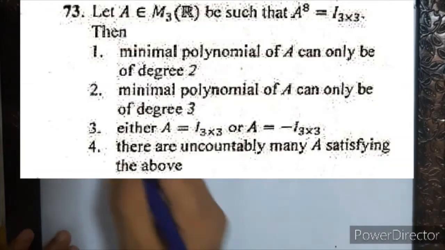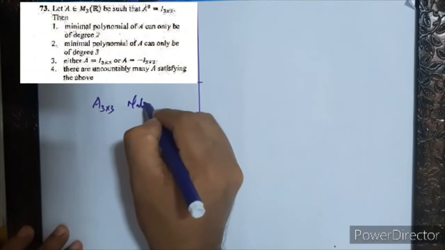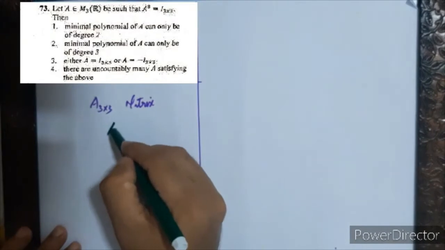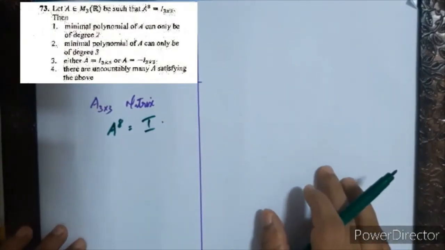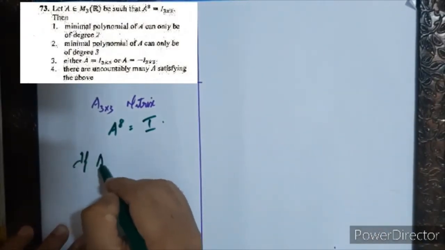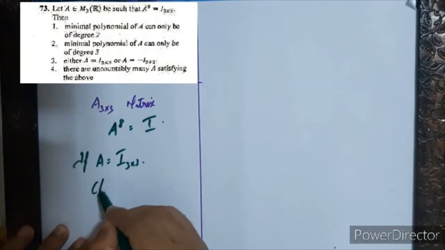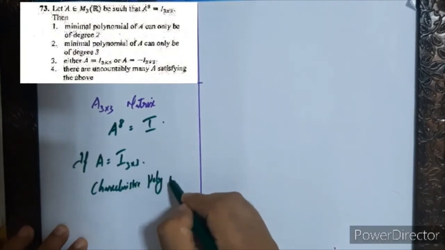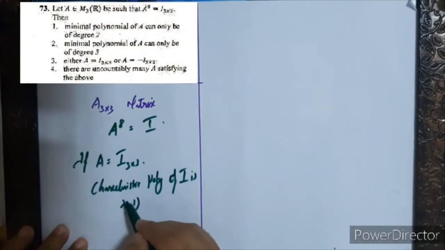Now here, given A is a 3 by 3 matrix, and the condition given is A raised to 8 is equal to I. Now what we will do: if A is equal to the 3 by 3 identity matrix, then we know that the characteristic polynomial of A is (lambda minus 1) all cubed.